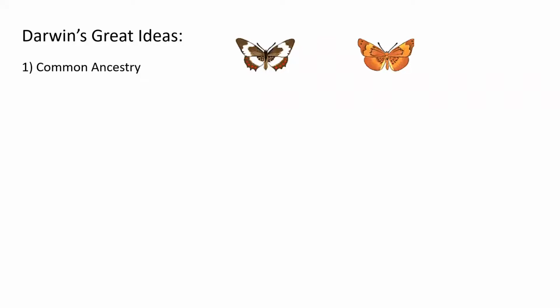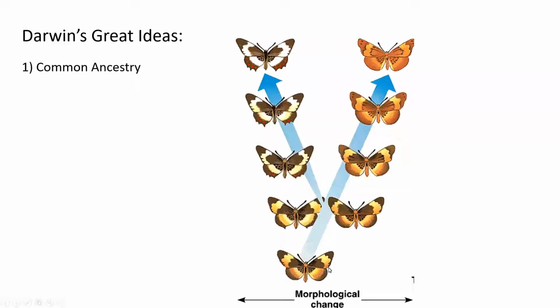Of course, the first was common ancestry, that species are not completely separate creations, but rather have arisen from shared ancestors in the past. So we have these two butterfly species, and Darwin's model of change suggested that these two species evolved from a common ancestor. Just like siblings arise from a common set of parents, cousins arise from common sets of grandparents, and so forth.